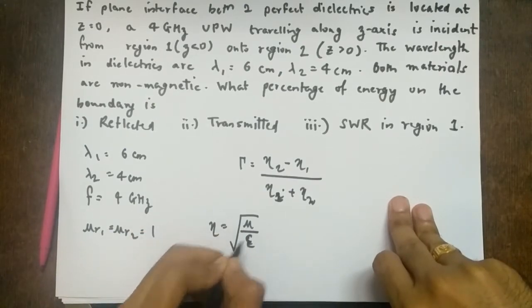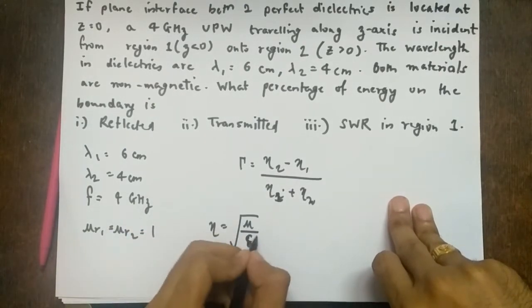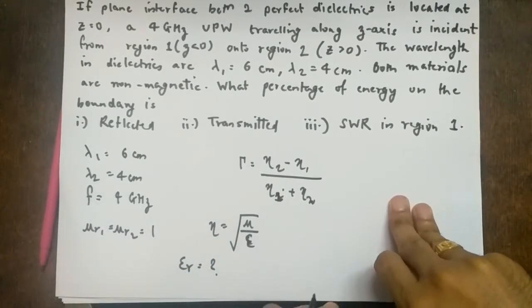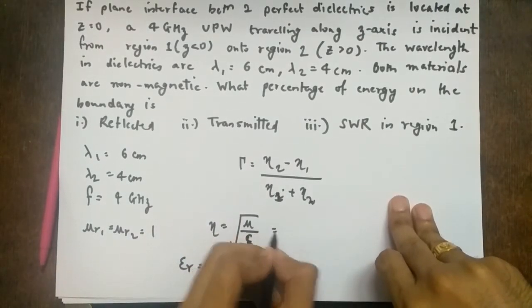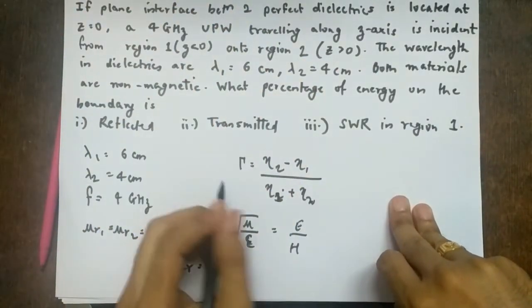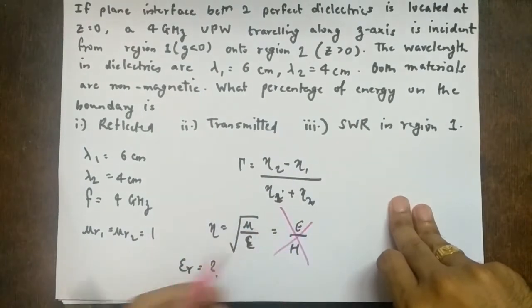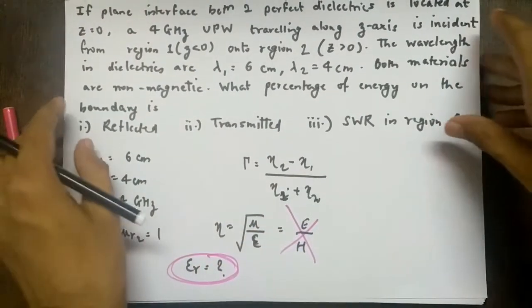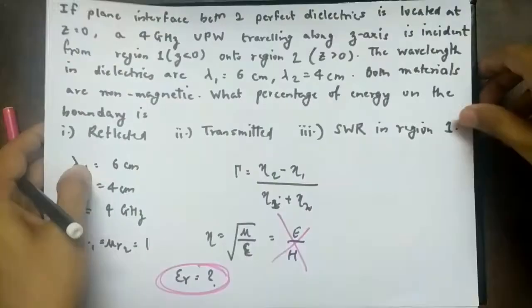Mu 0, epsilon 0, mu r is given, but epsilon r is not given. Epsilon r is to be found, so that is a problem. What is the other formula for eta? E by h, but they have not talked about E and h, so that is out of the question. It gives a hint that we have to find epsilon r. I'm telling you how to think, you don't have to buy problems.